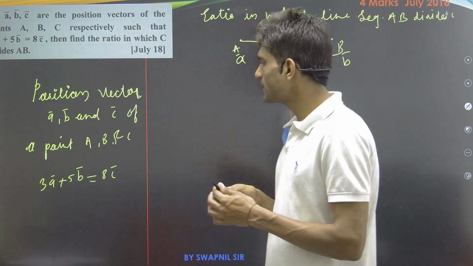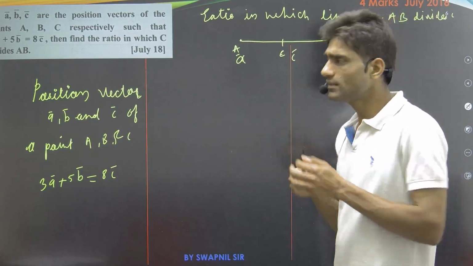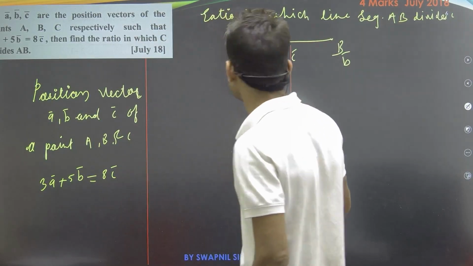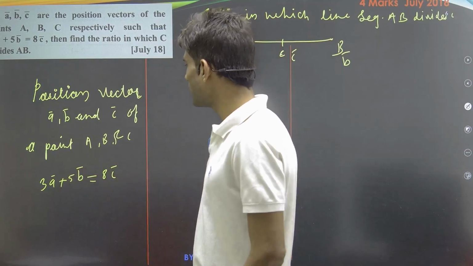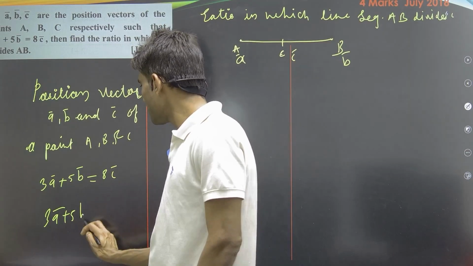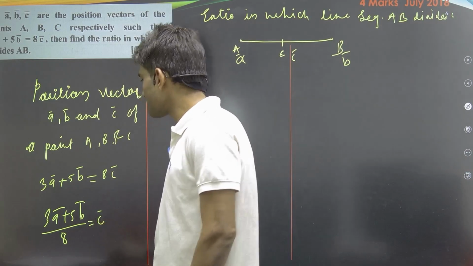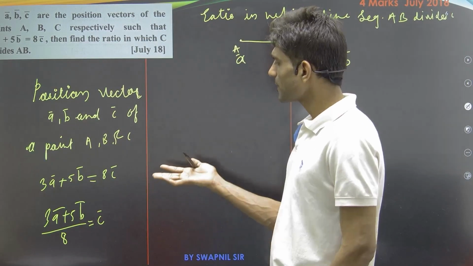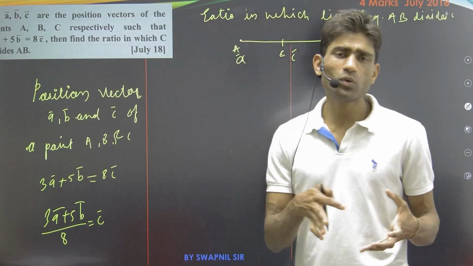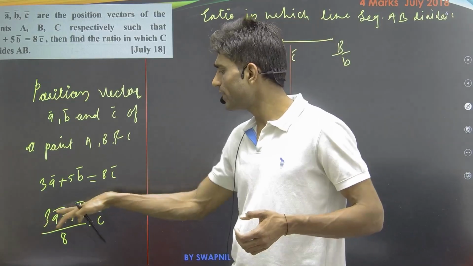Now for this we want c bar on one side of our equation and the remaining points on the other side. Already we have c bar on one side, so the multiplier of c we take to the other side. So we get 3 times a bar plus 5 times b bar divided by 8 equal to c bar. This is the value for c bar. Now as we know, m a bar plus n b bar upon m plus n, we have to convert 8 as m plus n. So we have denominators 3 and 5.